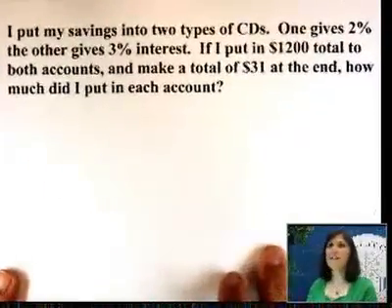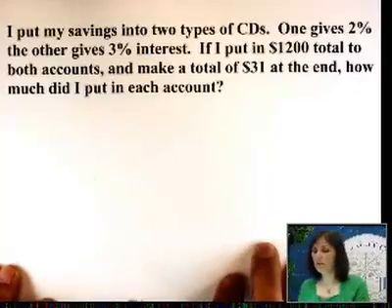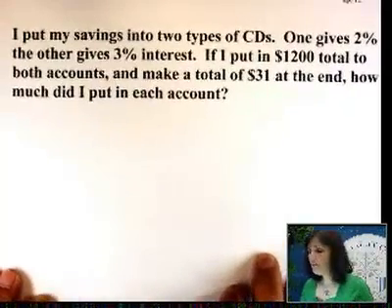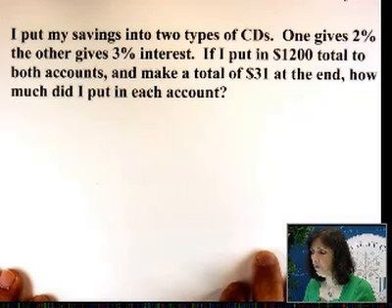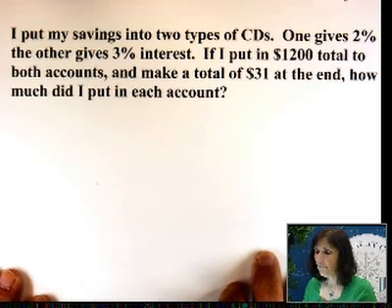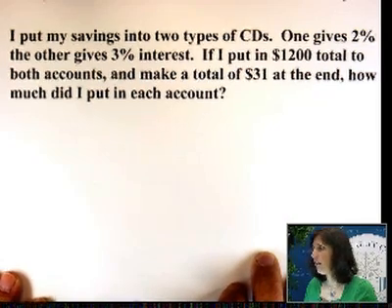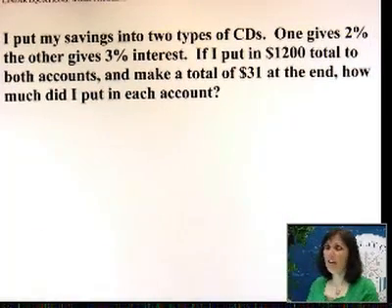Okay, another one is like a money question. I put my savings into 2 types of CDs. One gives 2%, the other one 3% interest. If I put in $1,200 total and make a total of $31 at the end, how much did I put in each account? All right, so you have to write down what your x and y is.